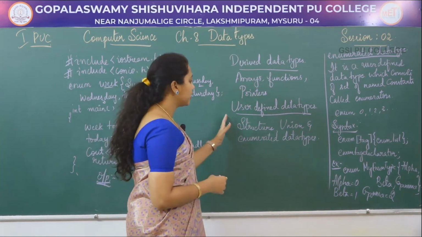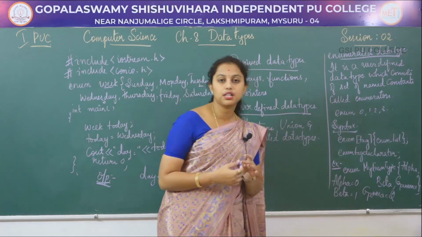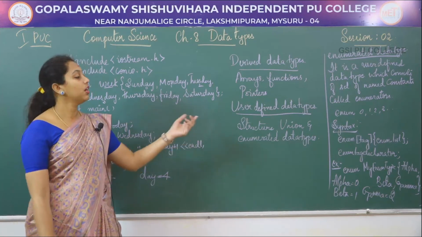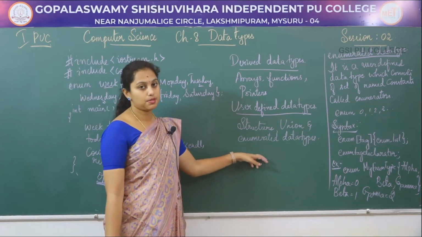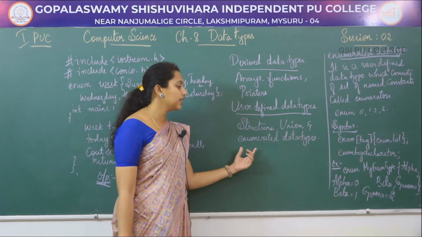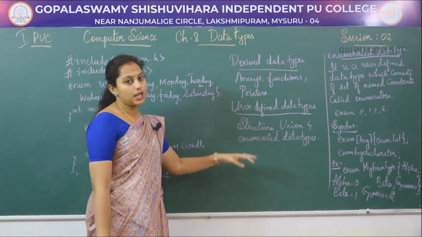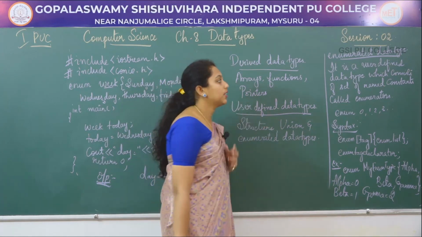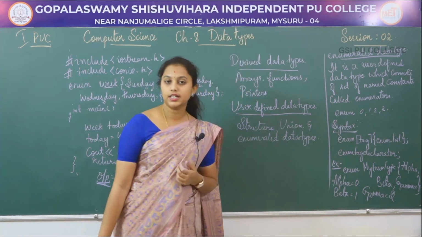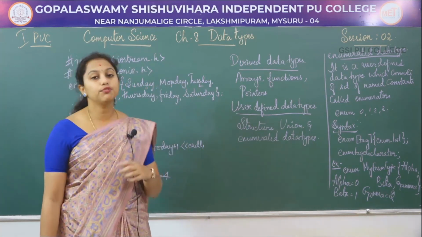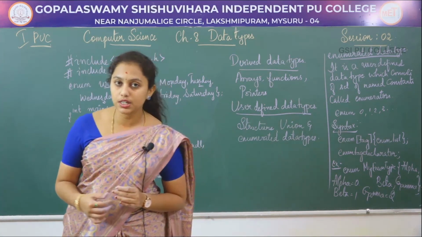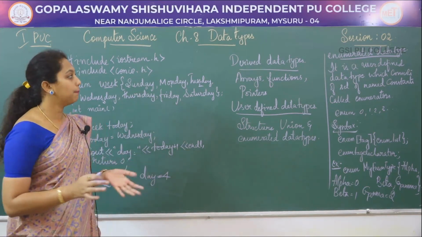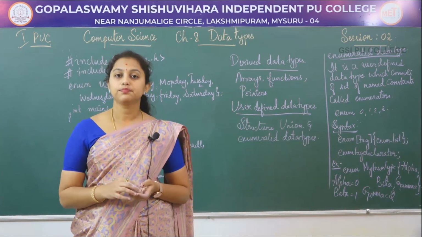And next type is user defined data types. User defined data types are the data types which are defined by the user and they are also derived from the simple data types. Some of them are structures, unions and enumerated data types. So in this chapter we are going to study about only the enumerated data types. So what is an enumerated data type? It is a user defined data type which consists of a set of named constants called enumerations. So this is about this chapter. So this completes this chapter.